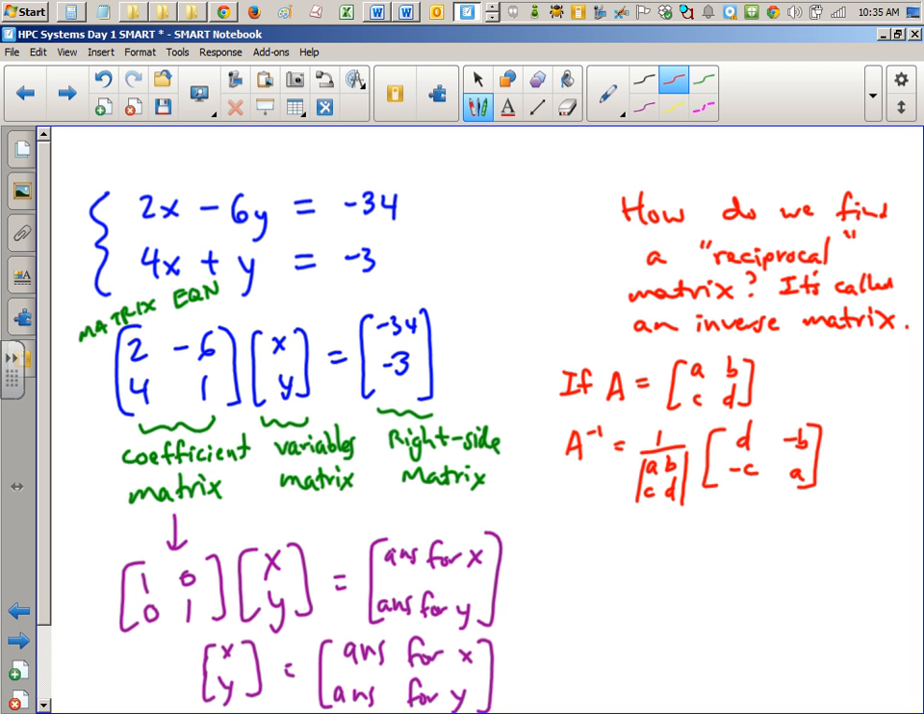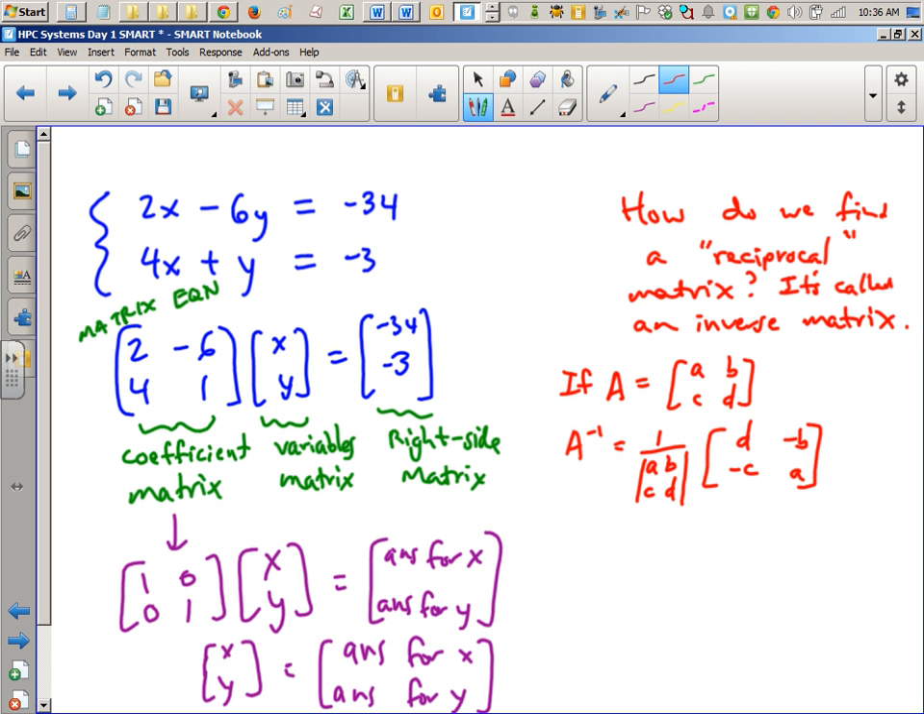Okay, so how did I get that? What I did was I swapped the A and the D around. So I actually put D where A was and A where D was. As for the B and the C, I left them where they were. These are the same spot, but I negated. So I changed their signs. So we changed the signs on the minor diagonal. But on this major diagonal, the top left down to the bottom right, we actually swap it. Okay, now this only works on a 2 by 2 matrix. The 3 by 3 isn't quite so simple. But this is the reciprocal matrix.